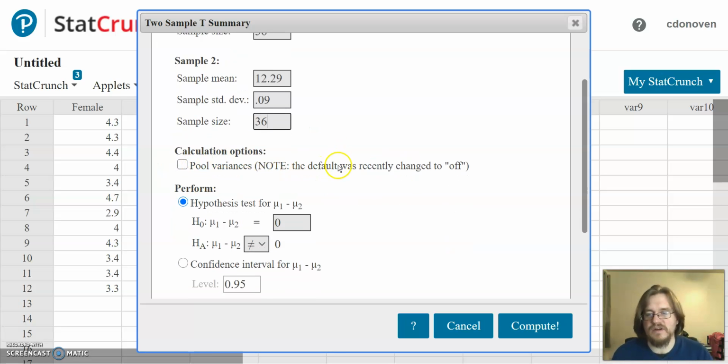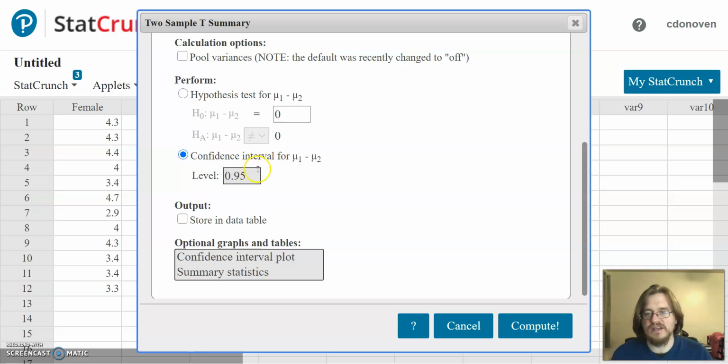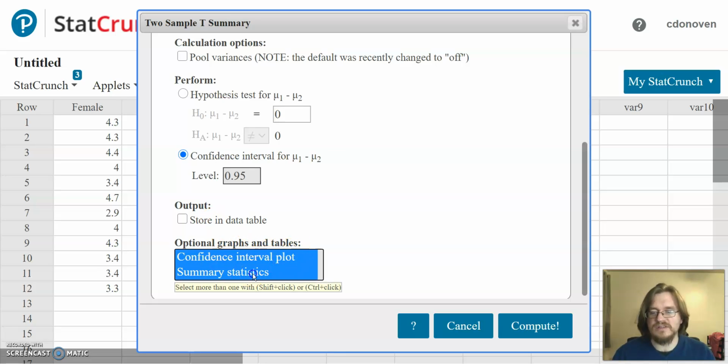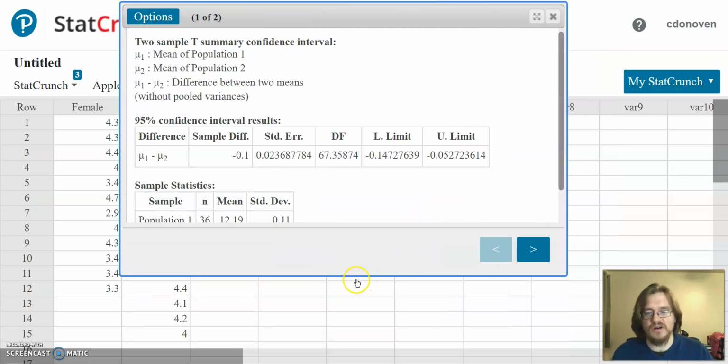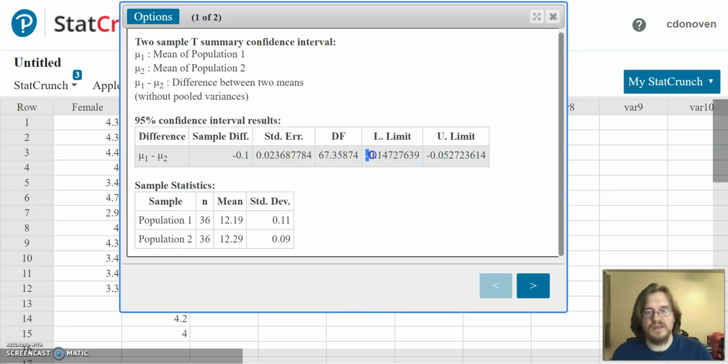We will not pool our variances, and we will create a confidence interval. And again, the confidence level is 0.95, since our significance level is 0.05. They should add up to 1. And let's create both the summary statistics and the confidence interval plot. And we will create this. So our confidence interval is now here. So this will be negative, let's say 1.5 and negative 0.05.